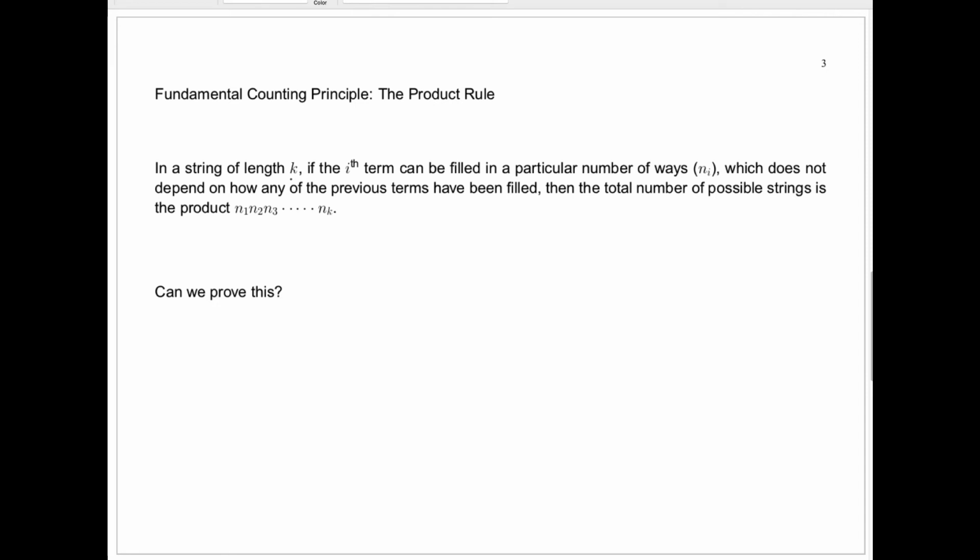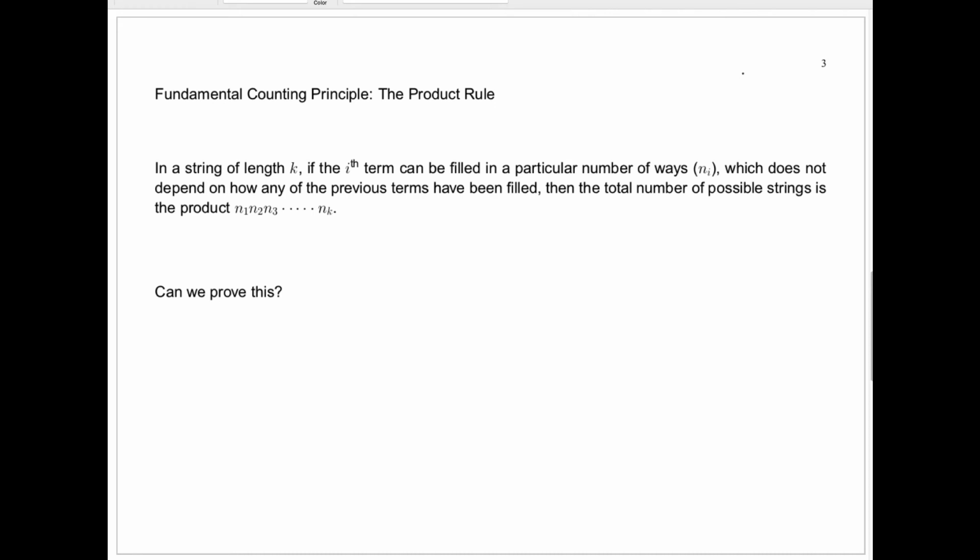If the ith term can be filled in a particular number of ways, n sub i, and this number of ways to fill the ith term doesn't depend on how any of the other terms, or in fact all you really need to know is it doesn't depend on how any of the previous terms have been filled, then the total number of possible strings is just the product, n1 times n2 times n3 up through n sub k. This is the product rule.